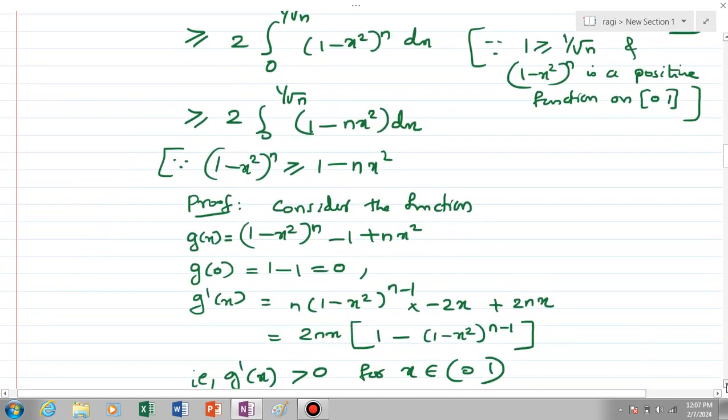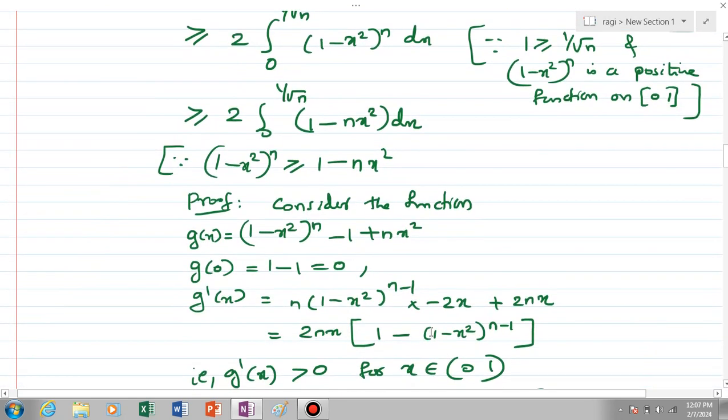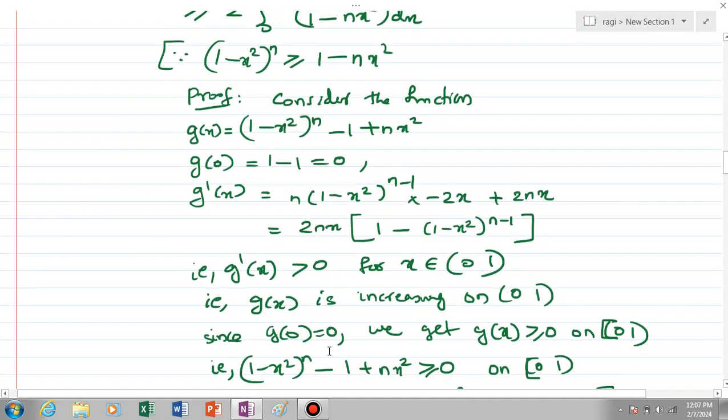we are considering the function g(x) equal to (1 minus x squared) raised to n minus 1 plus n x squared. By checking, we can see that g(0) is equal to 0, and the derivative g'(x) is equal to 2nx times (1 minus x squared) raised to n minus 1. And by checking for x in the open interval (0, 1), we can clearly see that g'(x), the derivative, is positive. The derivative being positive on some interval means that the function is increasing on that interval. That is, g(x) is increasing on the open interval (0, 1).